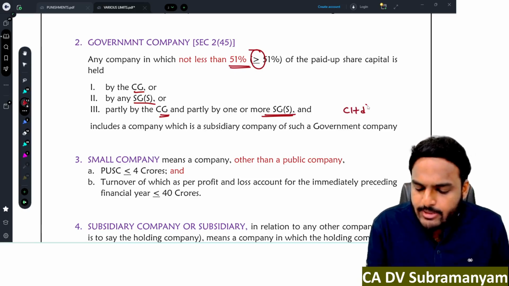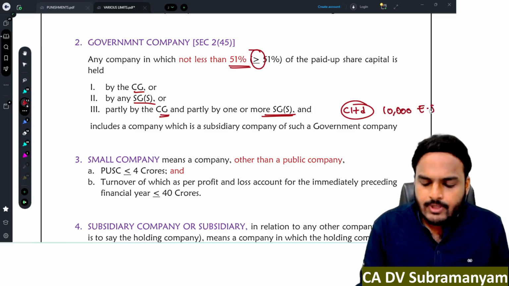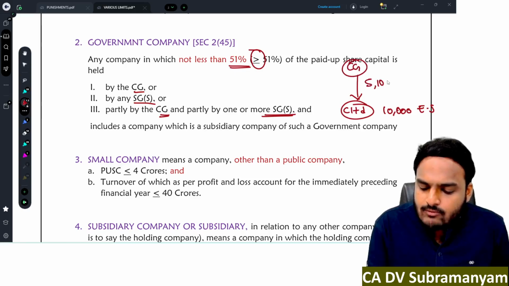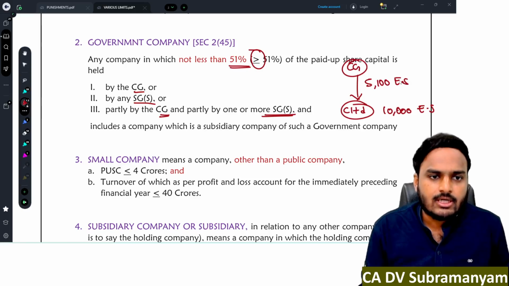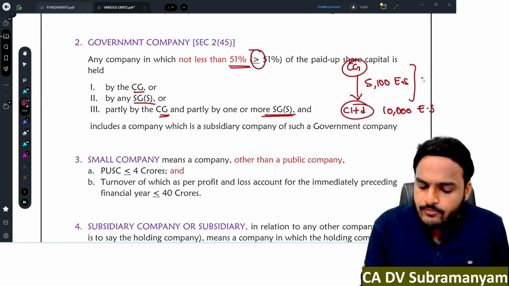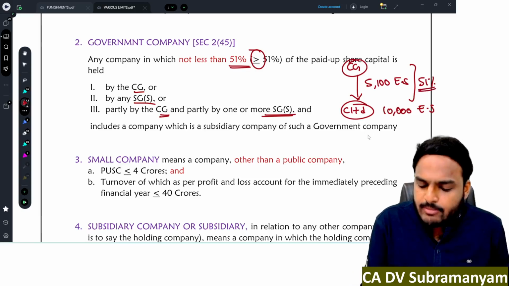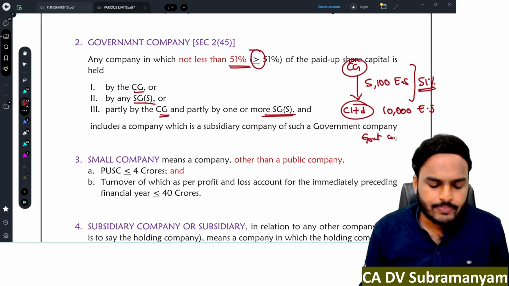Same example, C Limited. C Limited has 10,000 equity shares. Out of 10,000 equity shares, central government is holding 5,100 equity shares. In terms of percentage, 51% of paid up share capital. Now C Limited becomes a government company.